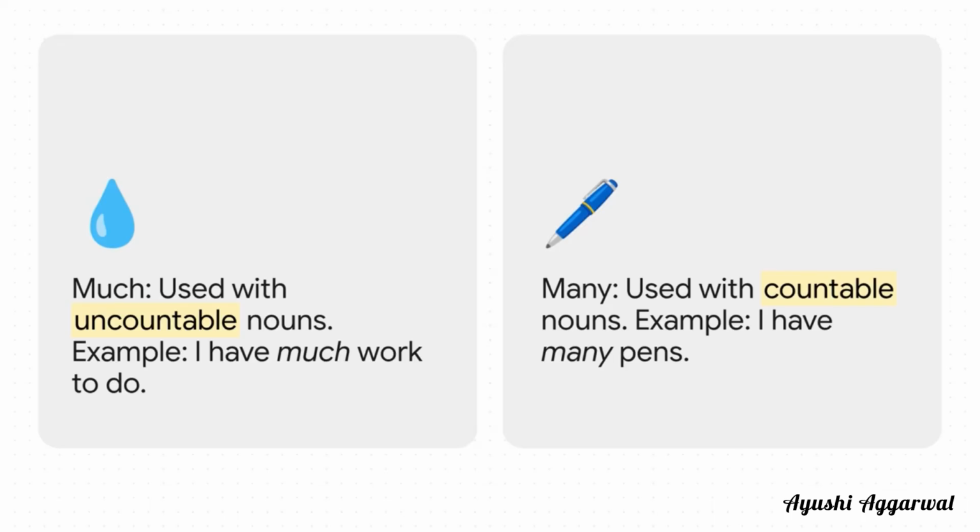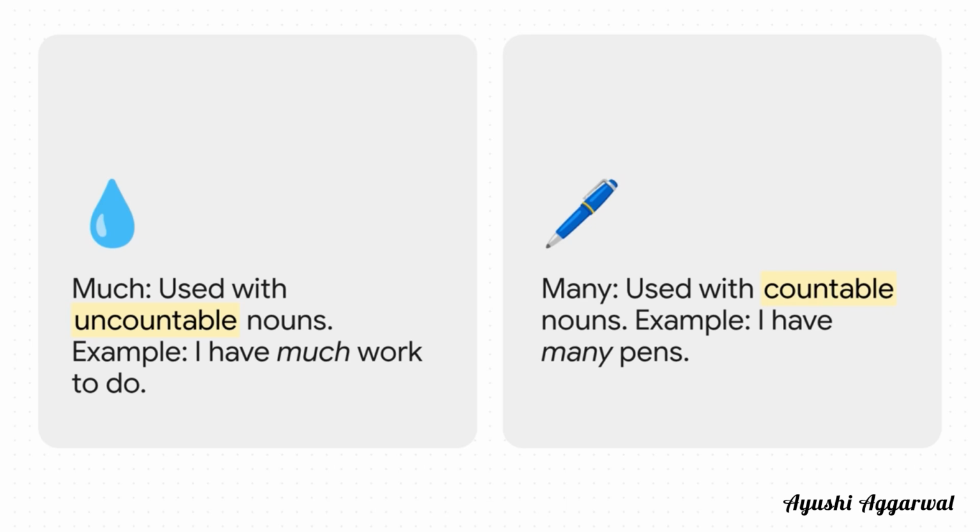Now this slide is really important because it tackles a super common point of confusion, much versus many. The rule is simple, and if you get it now, you'll remember it forever. Many is for countable nouns, things you can actually count, like pens, and much is for uncountable things, like work or oil or ink.